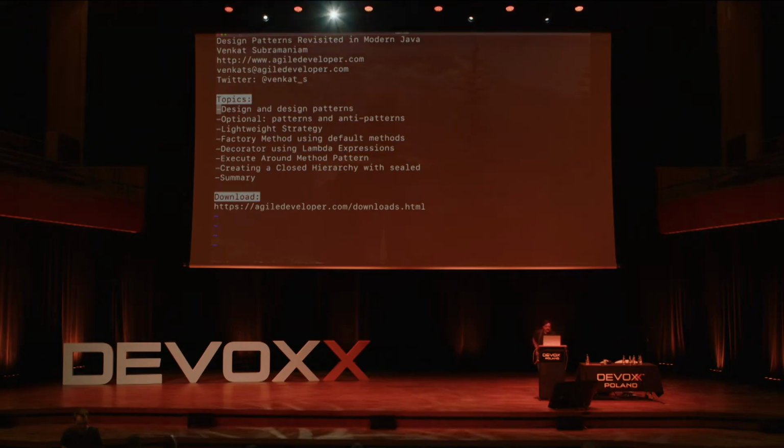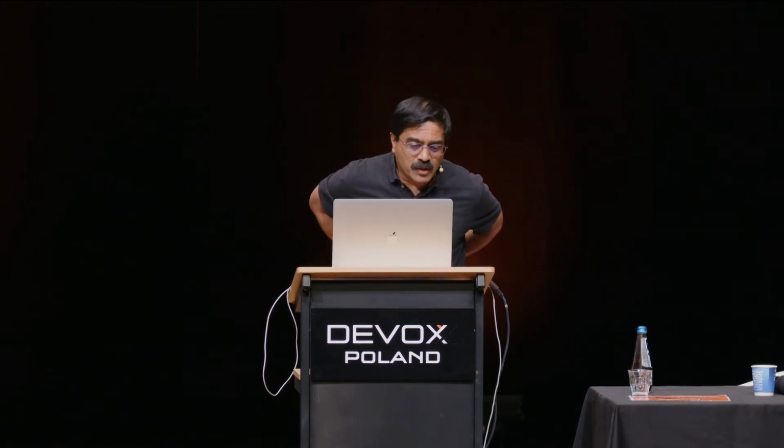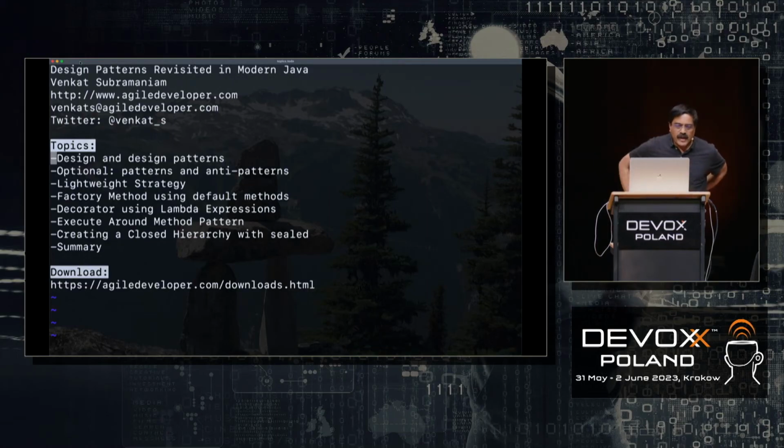All right, let's get started. Welcome to the session on design patterns revisited in modern Java. My name is Venkat Subramaniam. We will talk a little bit about some of the things we can do with design in general with more recent versions of Java. I'll cover a little bit about things we could do in functional programming, Java 8 and onwards, but a few things since then as well in more recent versions.